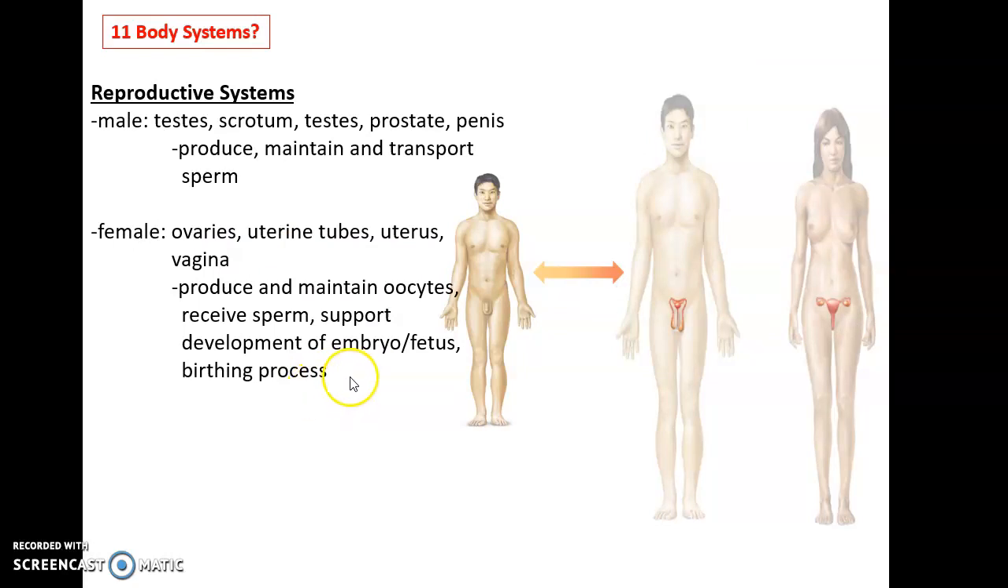Then the reproductive system. The reproductive system in mammals includes the testes, scrotum, prostate, penis, all about producing, maintaining, and transporting sperm out. Then in the females, you have the ovaries, uterine tubes, uterus, vagina, all about producing and maintaining the oocyte or egg cells, receiving sperm, supporting the development of the embryo or fetus, and of course the birth process to expel the embryo.